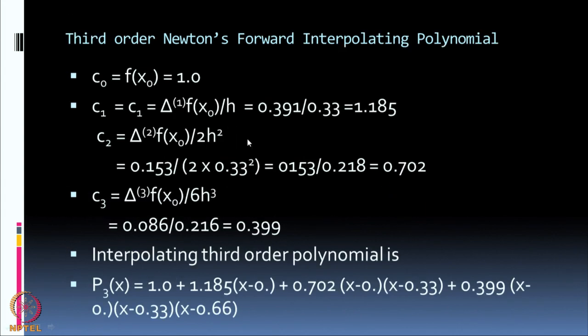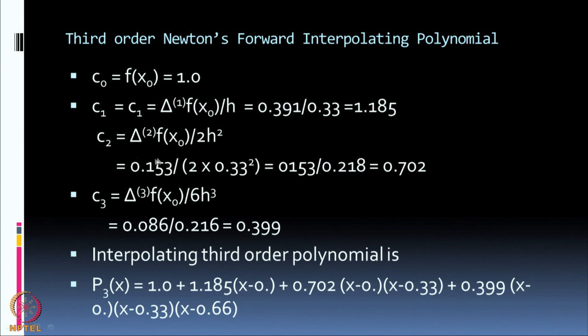Remember, to build the polynomial, I need the values of C0, C1, C2 and C3. These are my values. What is C0? f(x0), which is 1.0. C2 is second order difference at x0 by 2h squared. C3 is the third order difference by 6h cubed. This is how I calculate my differences. Okay. So, C1 was first order difference by h, that is 0.391 by 0.33, that is 1.185.